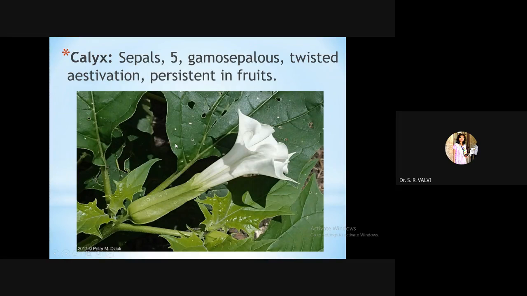And this calyx is persistent in fruit, meaning it is the calyx which remains even after the fruit formation. That type of calyx is called persistent calyx.